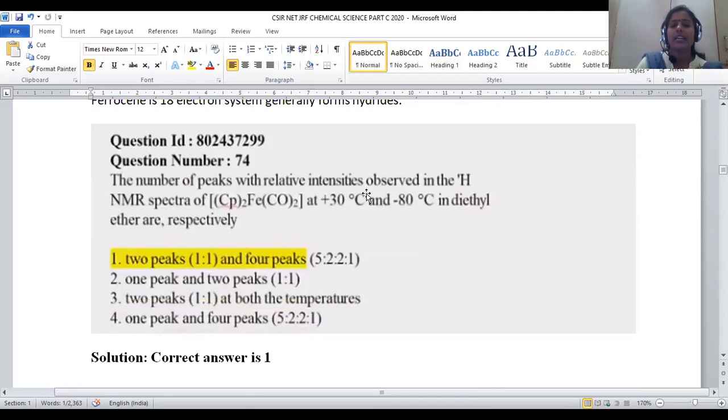The number of peaks with relative intensities observed in the HNMR spectra of Cp2 Fe(CO)2 taken at plus 30 degrees and minus 80 degrees in diethyl ether, respectively. Here two different temperature conditions are provided to us, and the proton NMR spectra of this compound was given. So based on the temperature, we can predict the set of proton NMR signals in the compound.